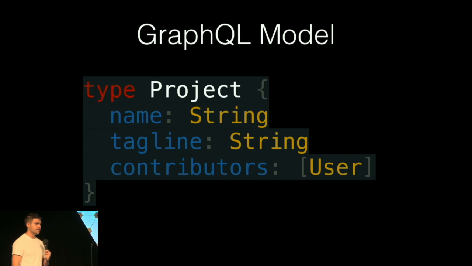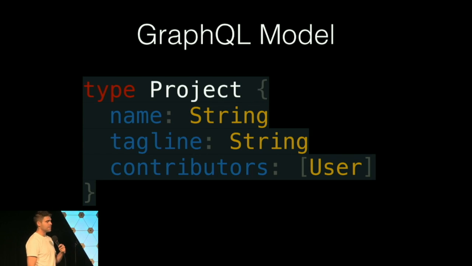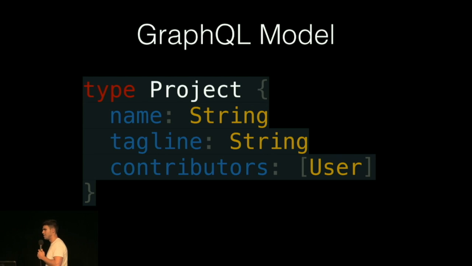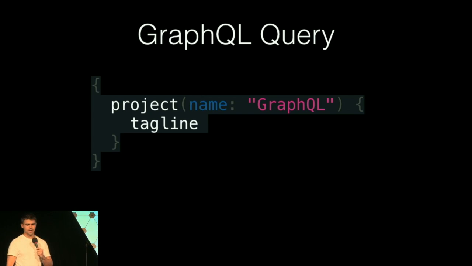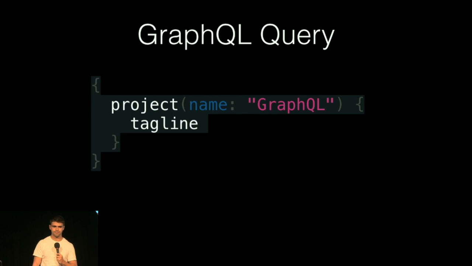And so the way it does this is actually, in some ways, similar to gRPC, where you first define your model. And so you'll say, hey, I've got a project. It's got a name, tagline, contributors, which are these users, which are defined elsewhere. And then if you want a query for it, your query includes all of the fields that you want returned. So in our case here, we're just returning the project object, in particular, only the tagline field from that object.